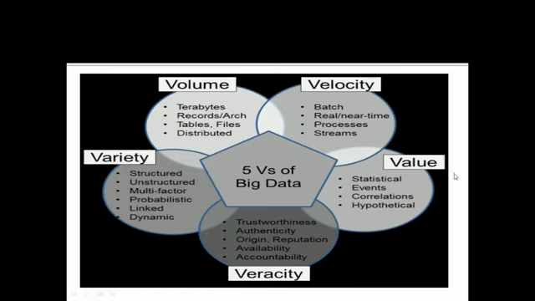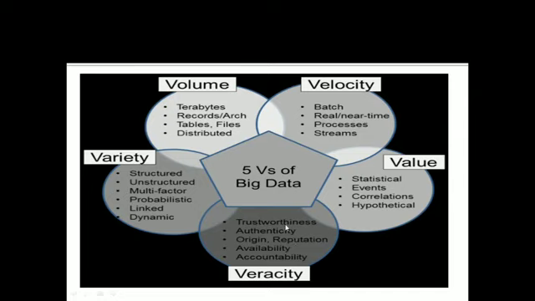All these things related to the processing speed are covered under the velocity. The value denotes the usefulness of the data, meaning among the data we have collected, what the important statistical measures are, what the correlation values are, or what the hypothetical values are that we are getting from the data.